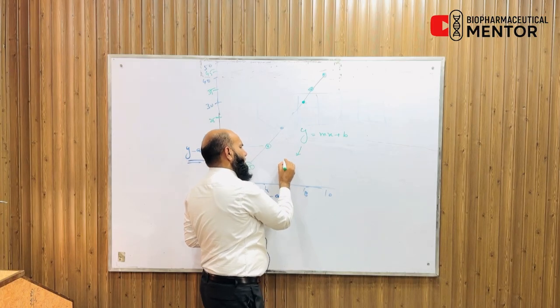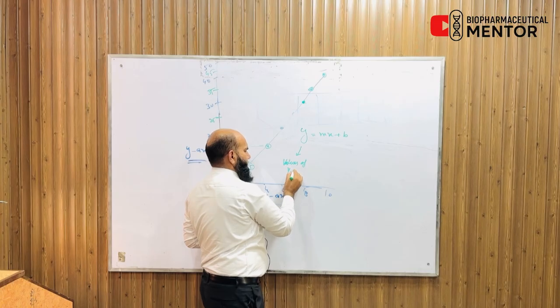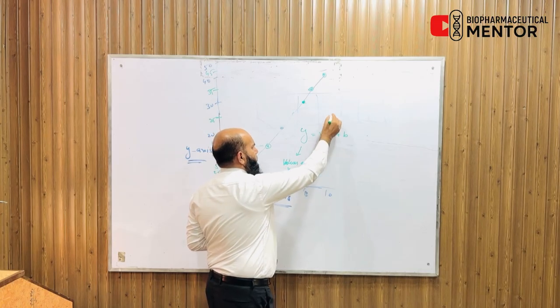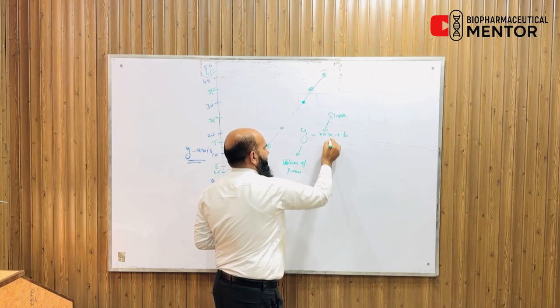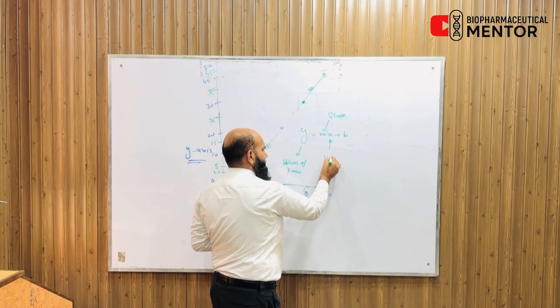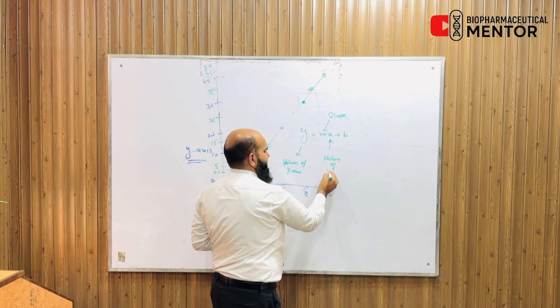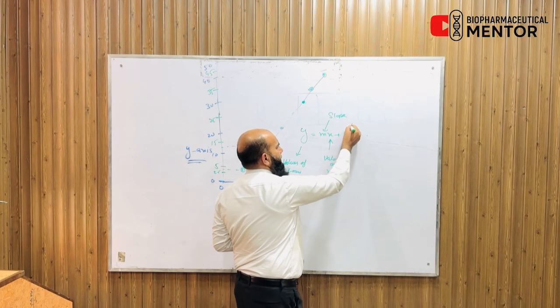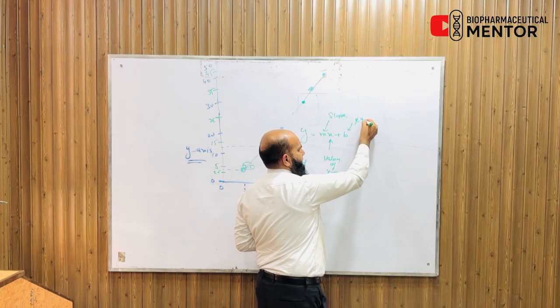Y stands for values on the y-axis, m is slope, x is values on the x-axis, and b is actually the y-intercept.